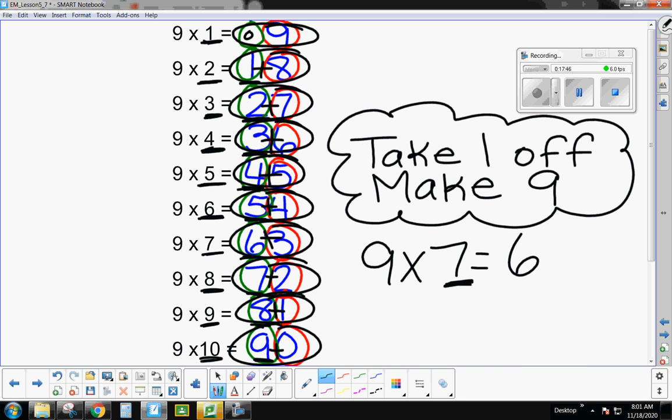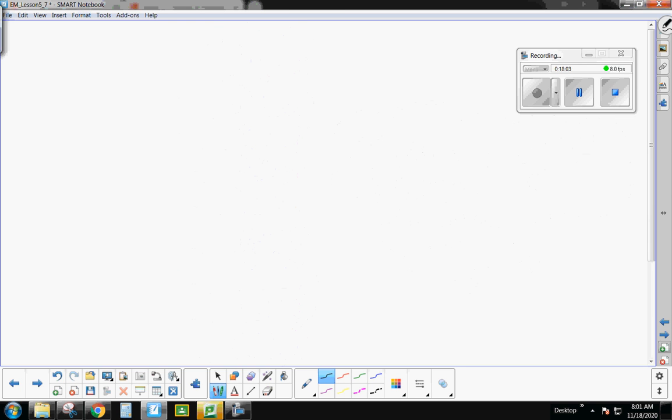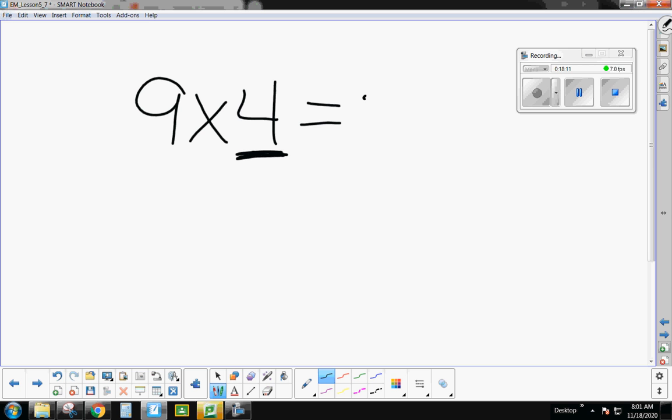So boys and girls, anytime you're multiplying by 9, here's my little trick up my sleeve. I'm going to take 1 off and make 9. So again, if I have 9 times 7, I know I'm going to take 1 off. So if my first number is 6, now I've got to make 9. 6 and 3 make 9. So let's practice some. What if I gave you 9 times 4? First thing you're going to do, take 1 off. My answer starts with 3, and now I have to make 9. 3 and 6 make 9. So 36 is my answer.